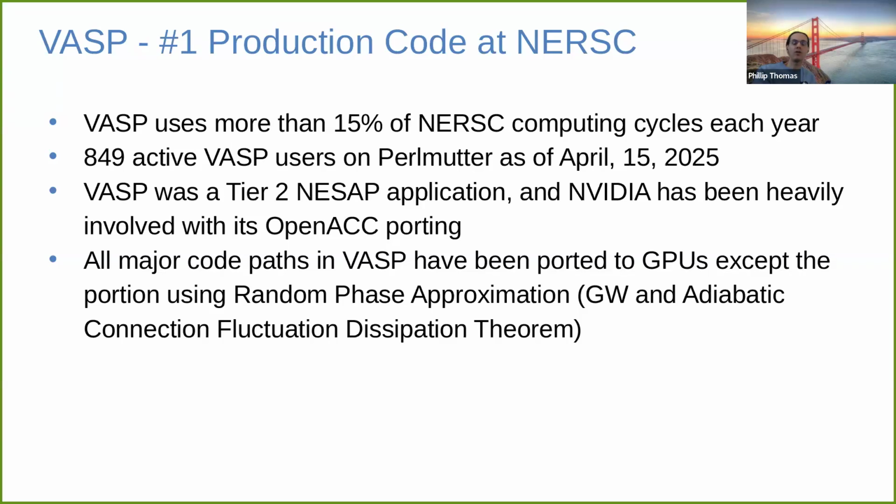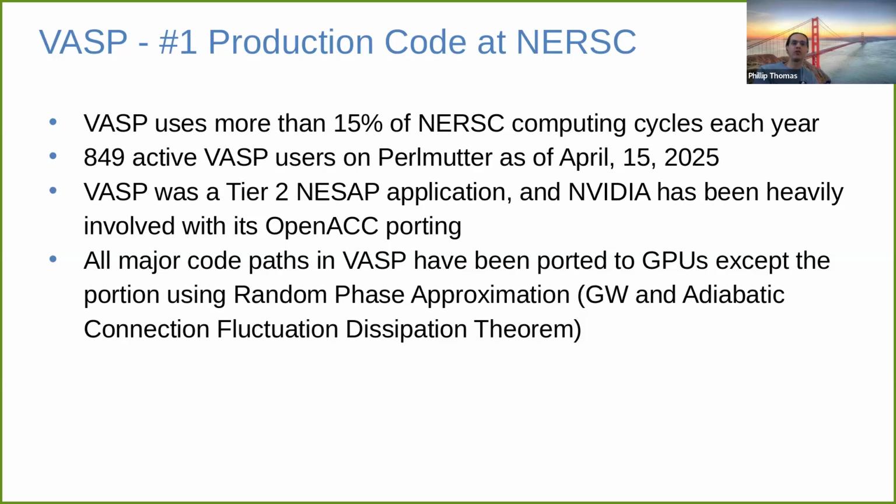As of April 15th, when I last checked, I noticed there are about 849 active VASP users on Perlmutter, and that number keeps growing. So VASP, especially its GPU ports, has been a subject of considerable effort. Previously, it was a tier 2 NESAP application in previous NESAP cycles, and NERSC and NVIDIA worked together to help the VASP Corporation with this OpenACC porting. So a lot of work has been going into making it performant especially on GPU nodes.